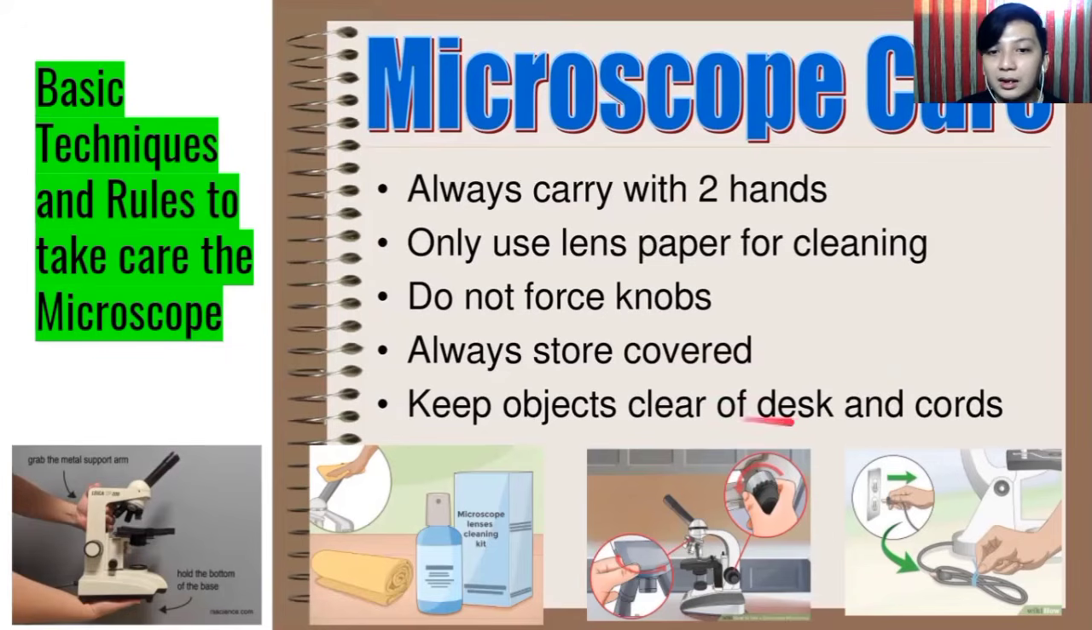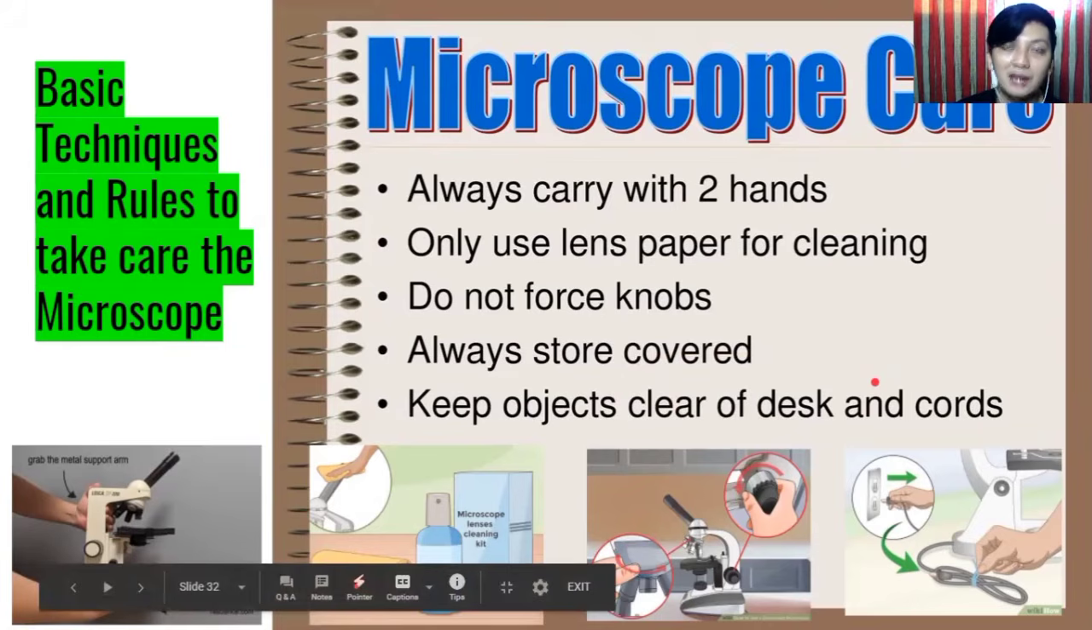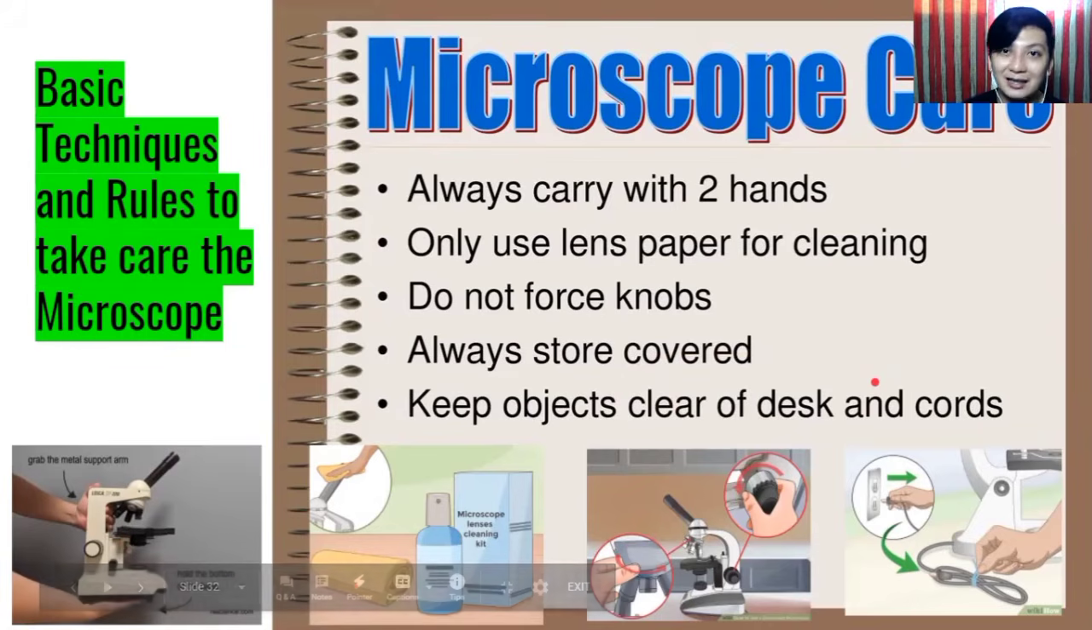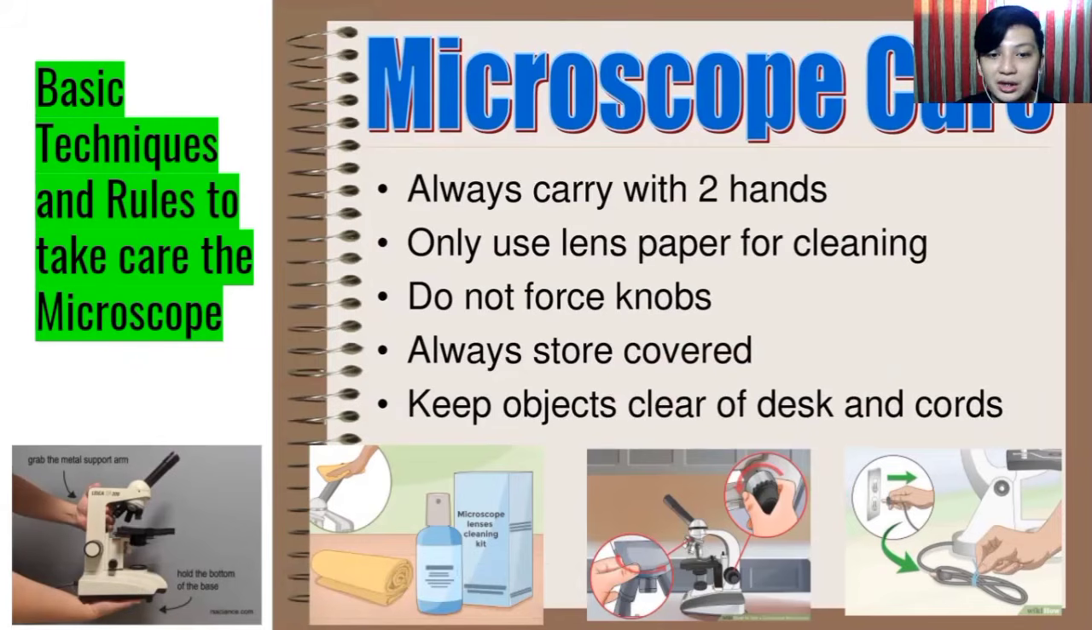And then we have keep objects clear or your workplace clear of desks and cords. So if you are using the electron microscope, be sure that you unplug it, and then as much as possible, please keep the wire safe. Okay, huwag yung pakalat-kalat. So this is how you hold it first, and use the cleaning material or cleaning kit with the microscope, and then please do not make use of the knob with force. Okay, and lastly, please make your working place clean and neat.